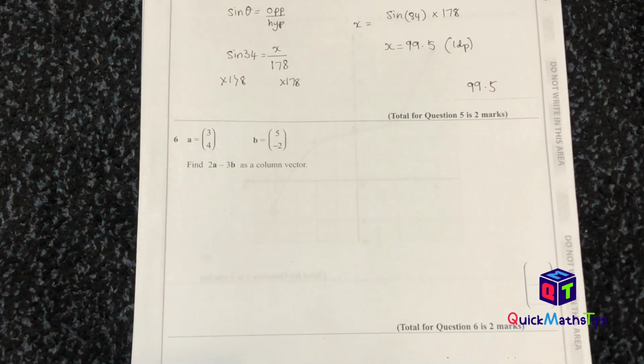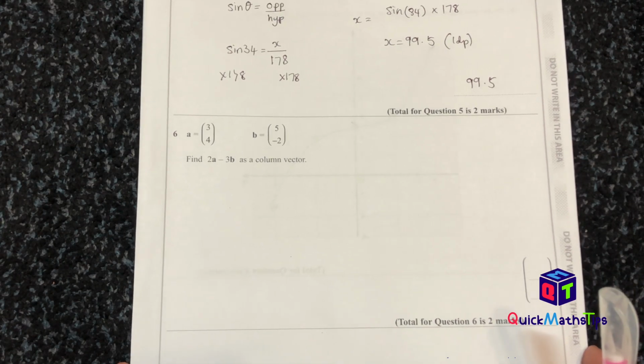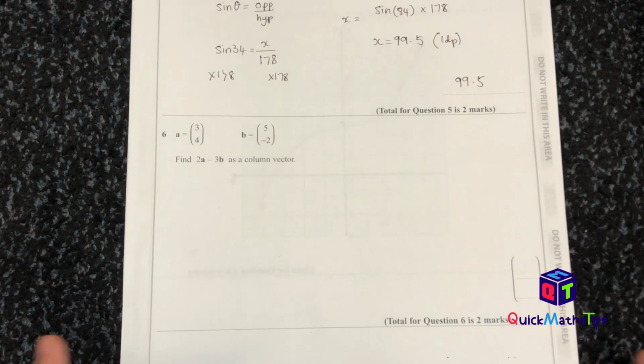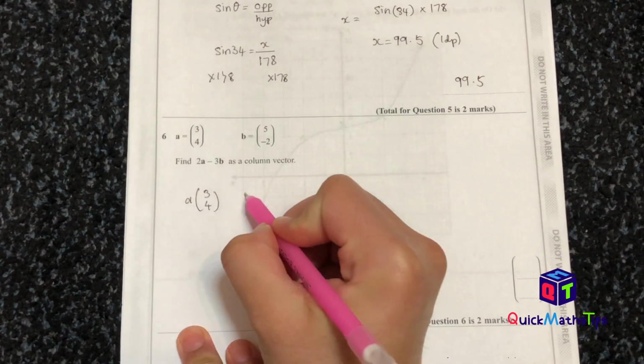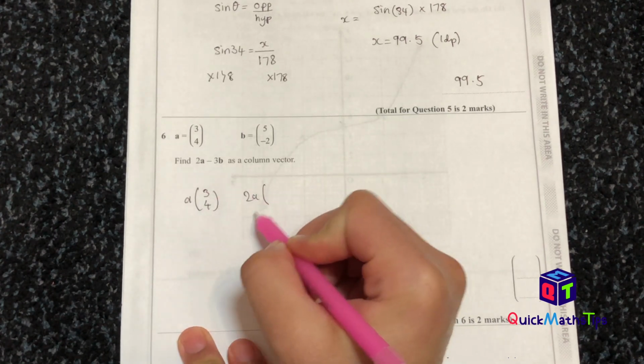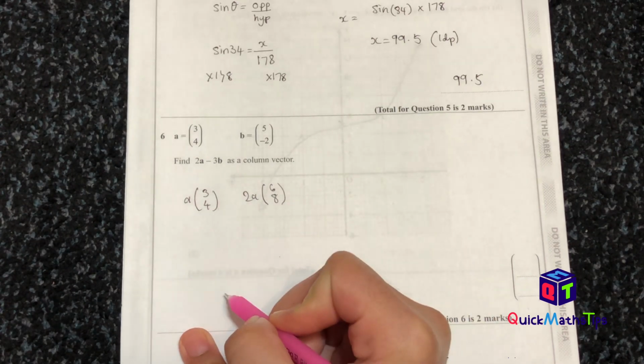Moving on, question 6. A is equal to 3, 4. B is equal to 5, negative 2. Find 2a minus 3b as a column vector. So this is pretty straightforward multiplying and adding. If the value of a is 3, 4, then for the value of 2a, I'm going to multiply the top and bottom by 2. So 3 times 2 is 6 and 4 times 2 is 8. It's going to become 6, 8.